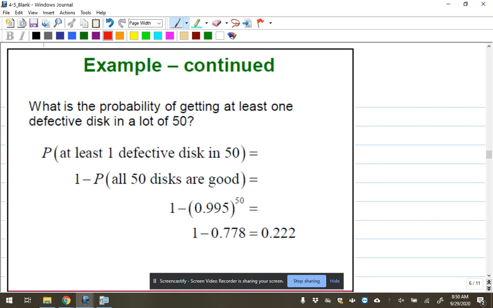1 minus what's the probability of a disc being good? 99.5%. That's what they told us in the problem. But for 50 discs, you've got to raise that to the 50th power. If it were 25 discs, we'd raise it to the 25th power. If it were 10 discs, we'd raise it to the 10th power. We just chose to test 50 of them. So 0.995 raised to the 50th power.